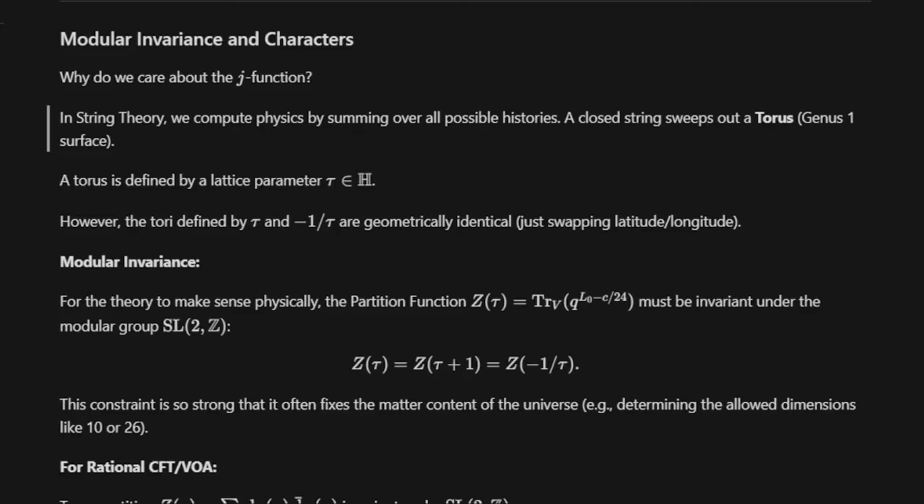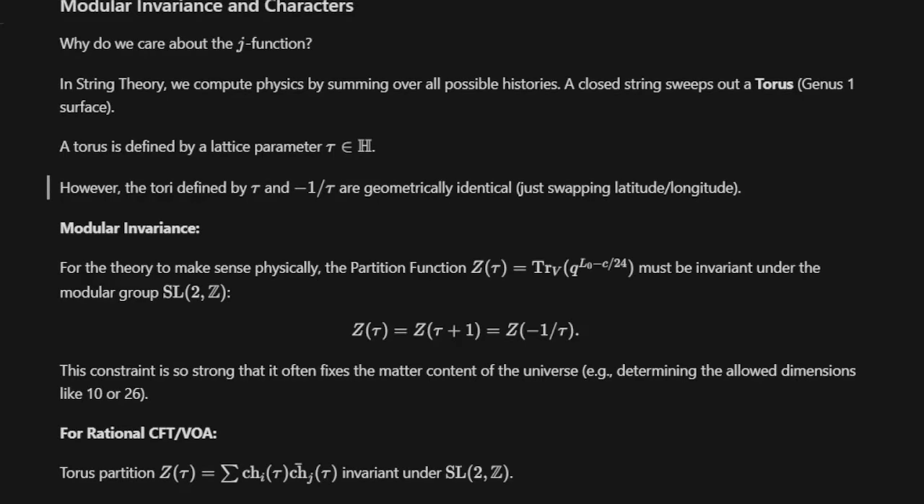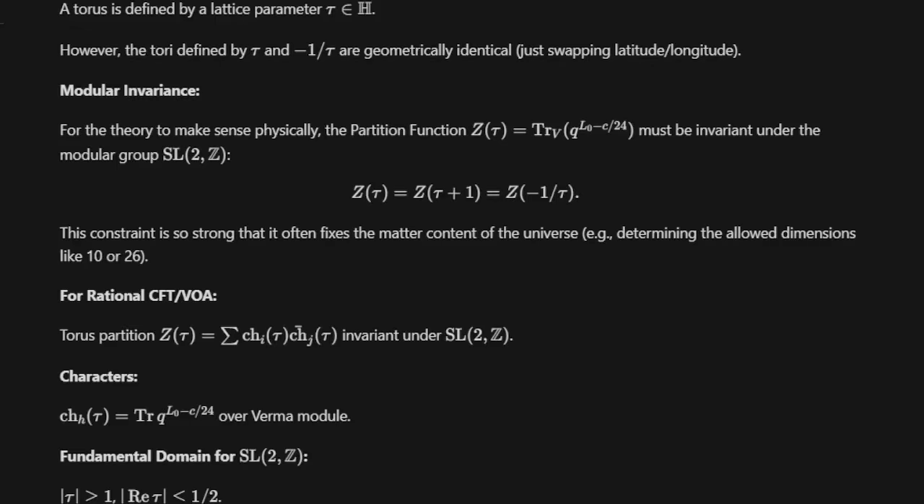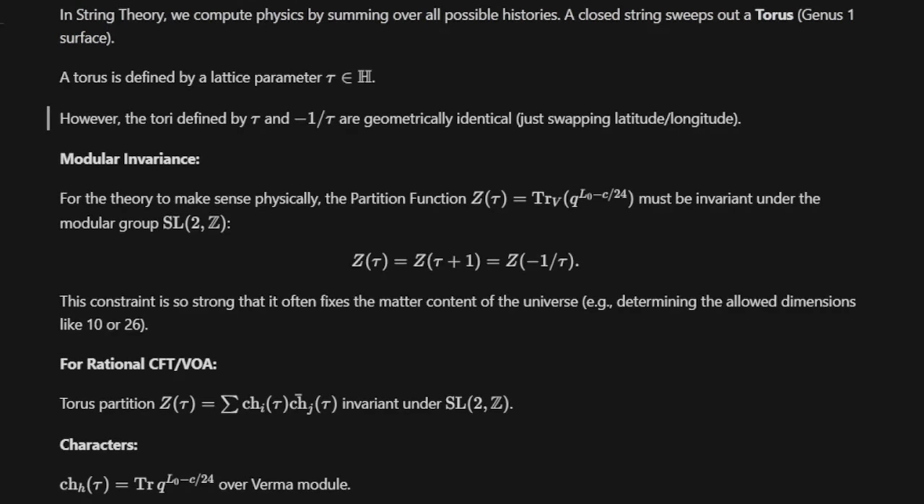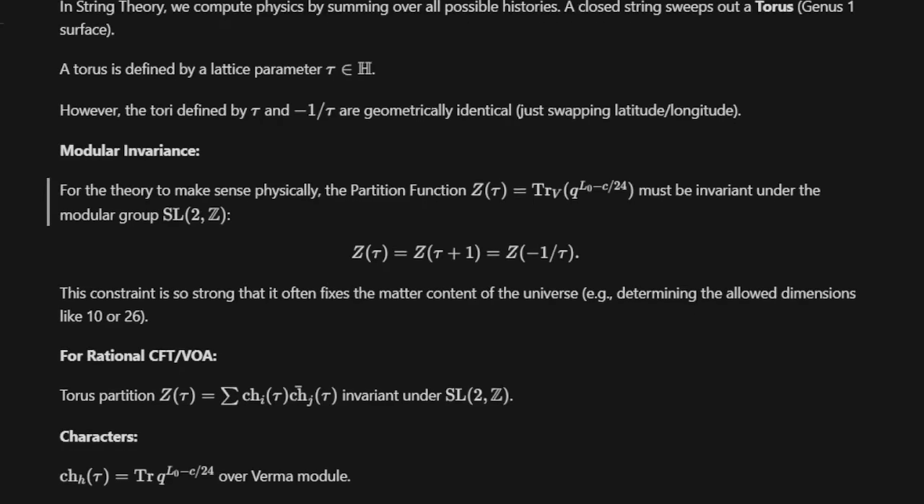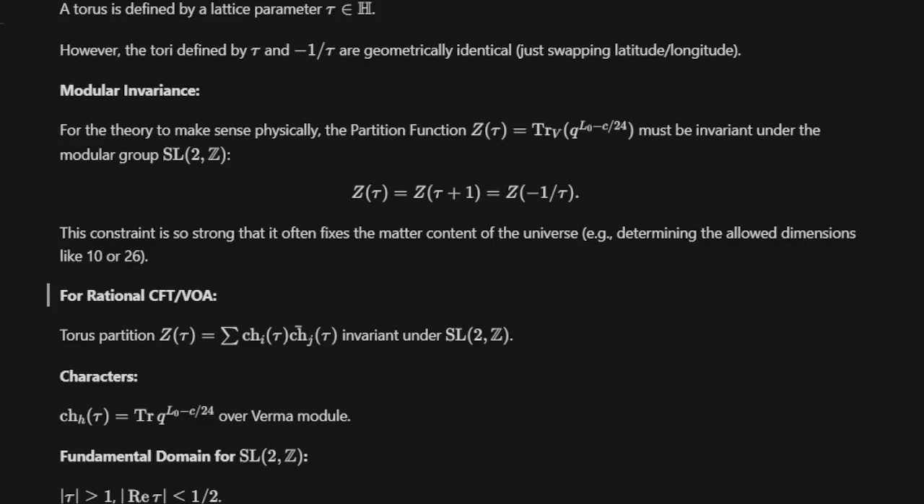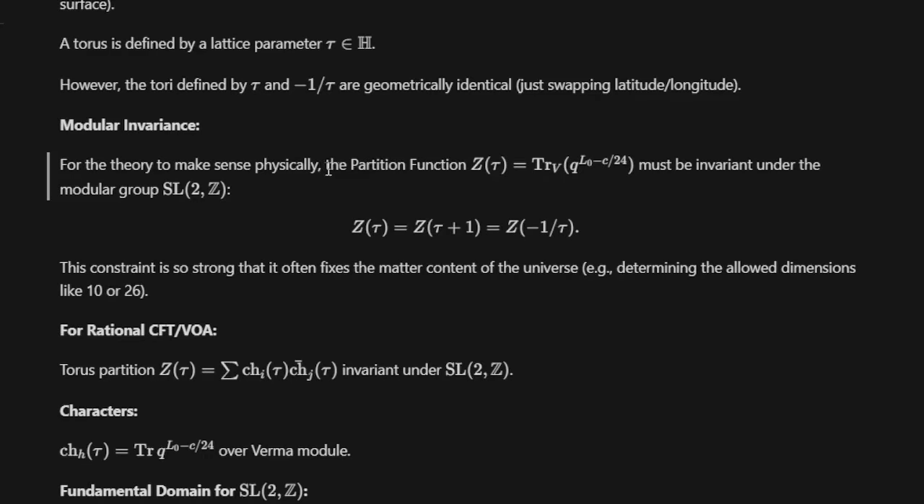Because in string theory, we can compute physics by summing over all possible histories. In a closed string, we'll trace out a tube. If we join the ends and make a loop, a vacuum fluctuation, then the surface becomes a torus of genus 1. And a torus really is shaped by a parameter tau, and negative 1 over tau. They are geometrically identical here because we're swapping latitude with longitude on the torus. A fat torus and a skinny torus are often geometrically identical, and this is called modular invariance.